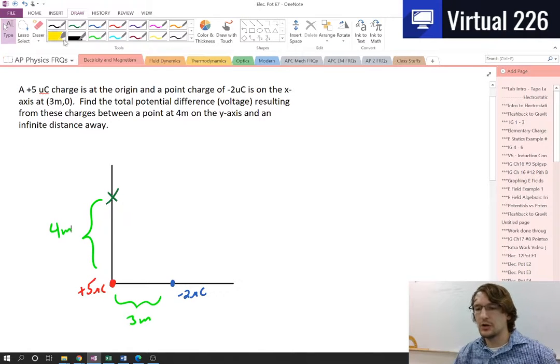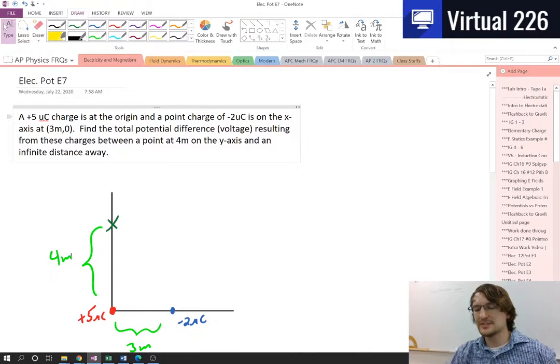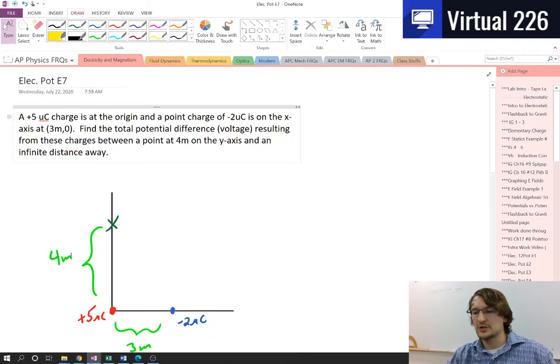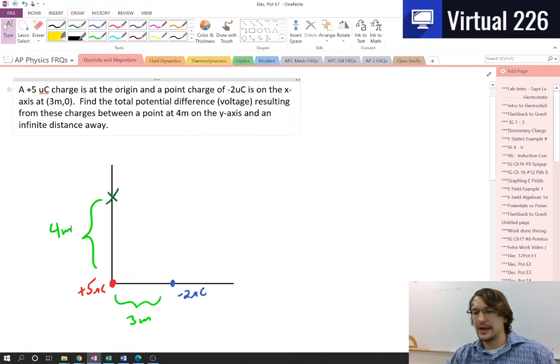Okay, so we are doing example problem number 7 for electric potentials. There's the bell. Goodbye. Now, what we're looking at here is a 5 microcoulomb charge at the origin. So here it is in red down here. And a point charge of -2 microcoulombs on the x-axis at 3 meters. So over here, and we've labeled that 3 meters with that green bracket right there.